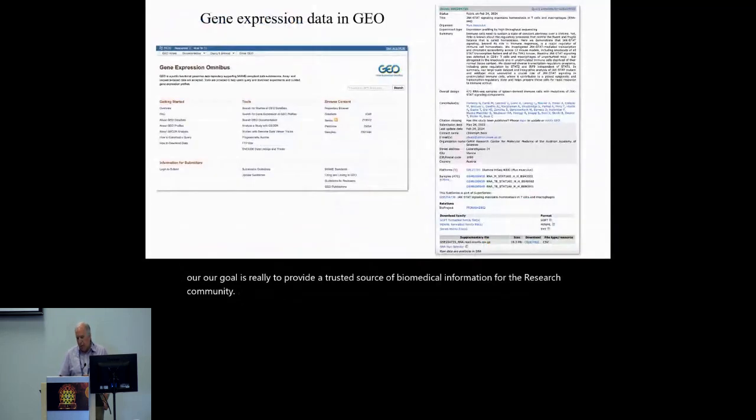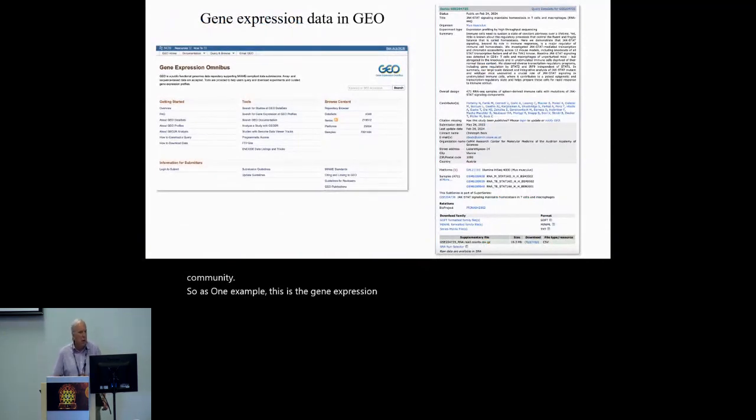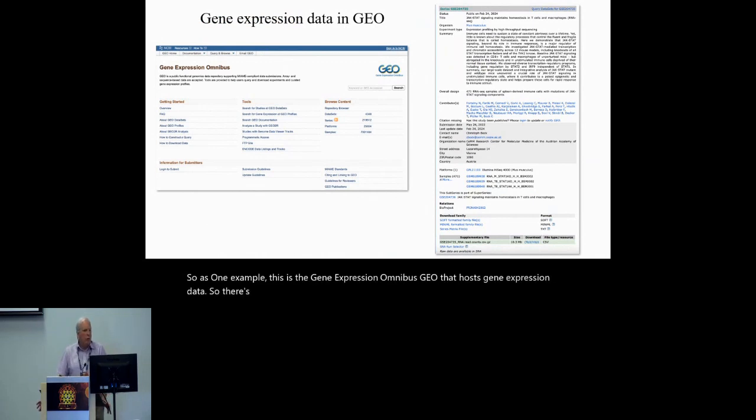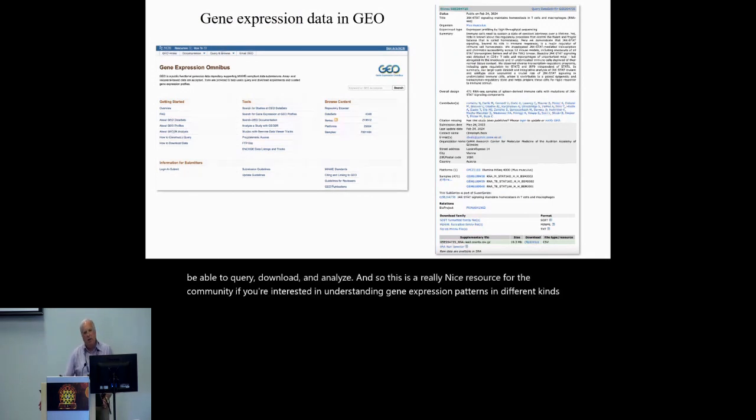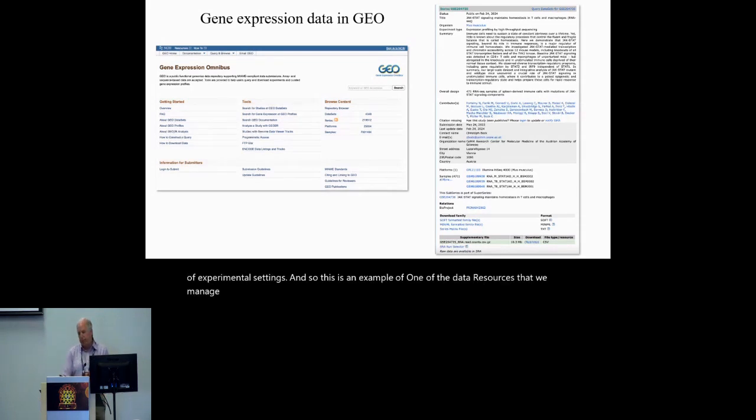So as one example, this is the Gene Expression Omnibus, GEO, that hosts gene expression data. There are about 200,000 experimental data sets that are available in GEO for people to be able to query, download, and analyze. And so this is a really nice resource for the community if you're interested in understanding gene expression patterns in different kinds of experimental settings. This is an example of one of the data resources that we manage at NLM.